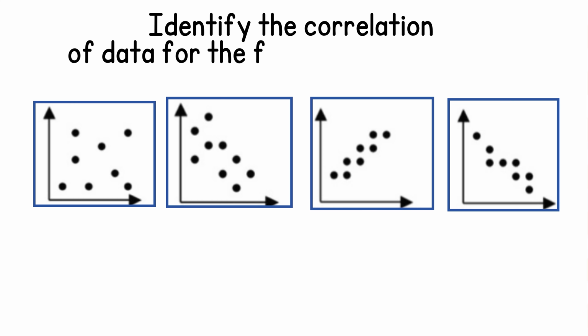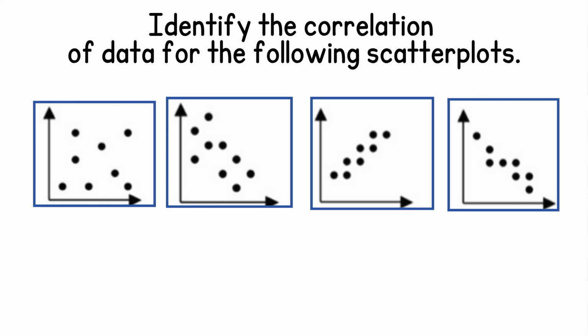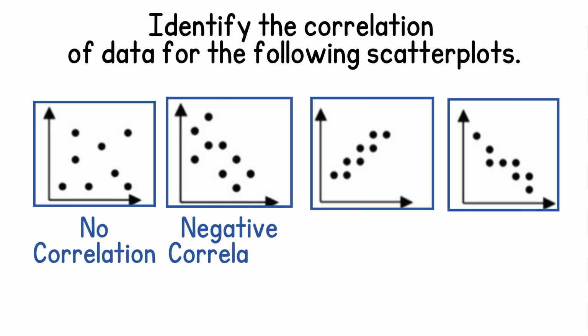On our first example, all of the points are scattered randomly. They don't really follow a pattern. So this shows no correlation. Now let's look at the next one. As our dots move from left to right, our x's are increasing, but while our x's are increasing, our y values are decreasing. So this shows a negative correlation.